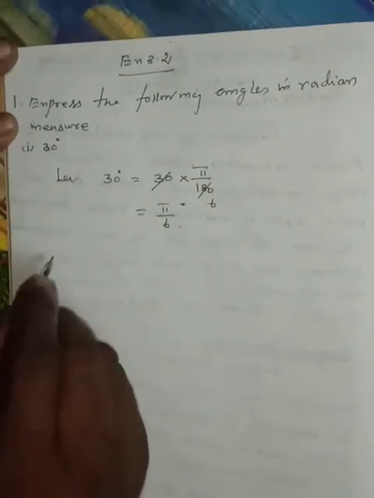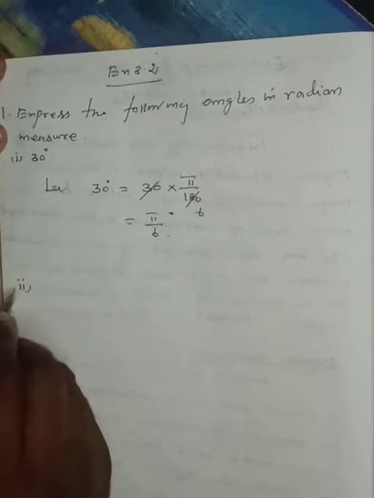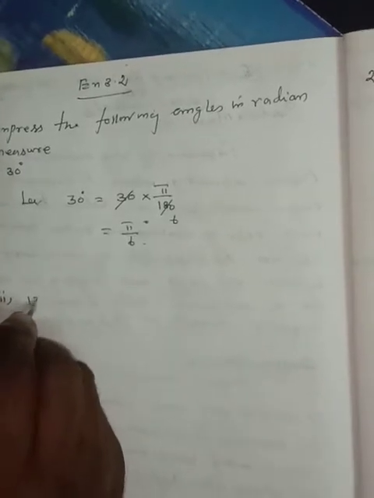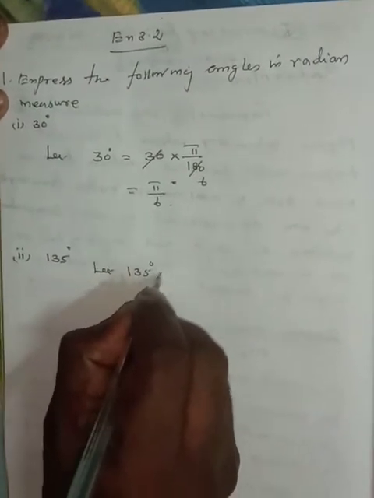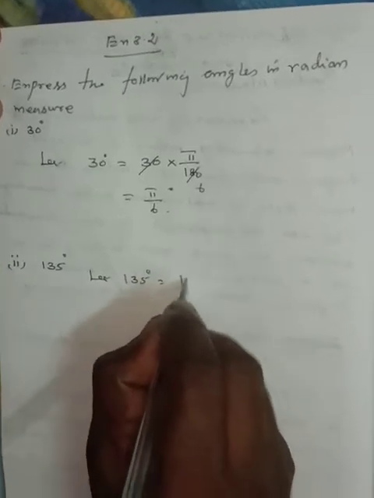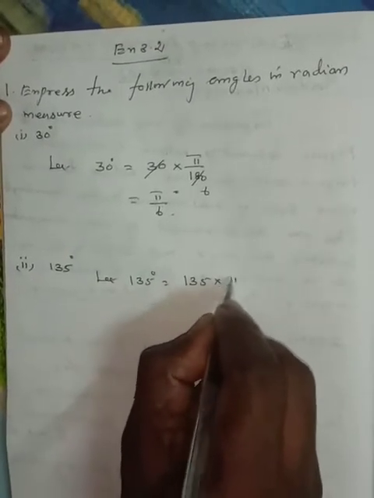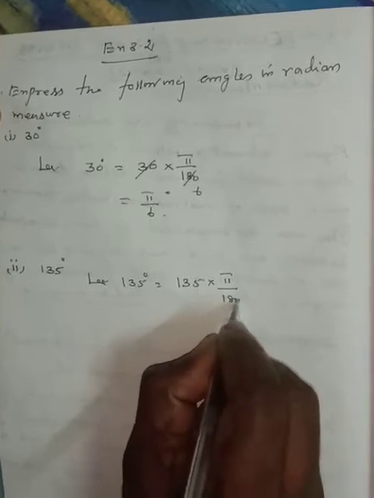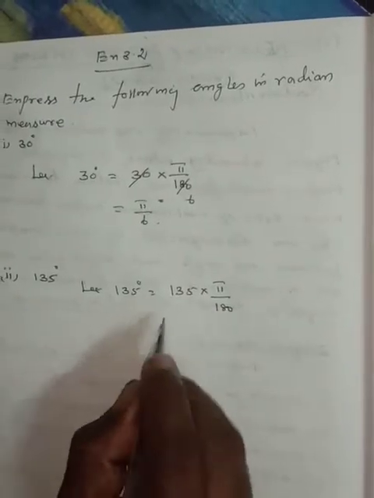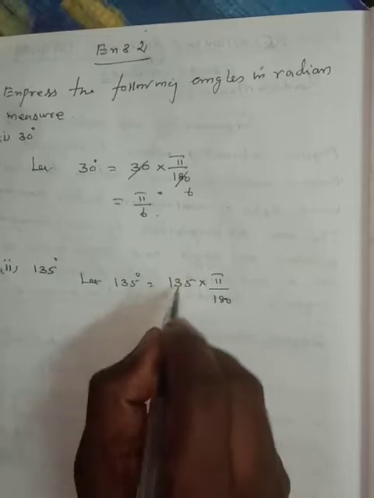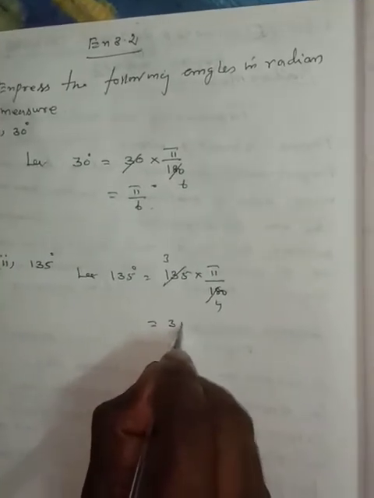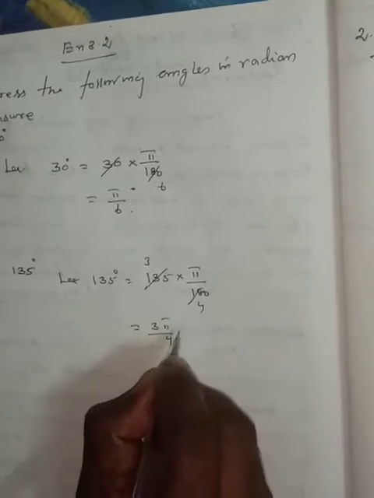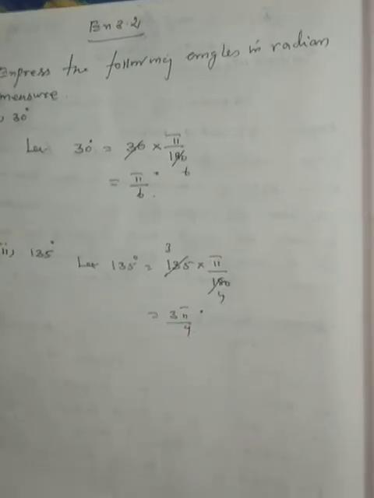Next, number 2, 135 degree. 135 degree is equal to 135 into pi divided by 180. 45 times 3 is 135, 45 times 4 is 180. So 3 pi divided by 4.